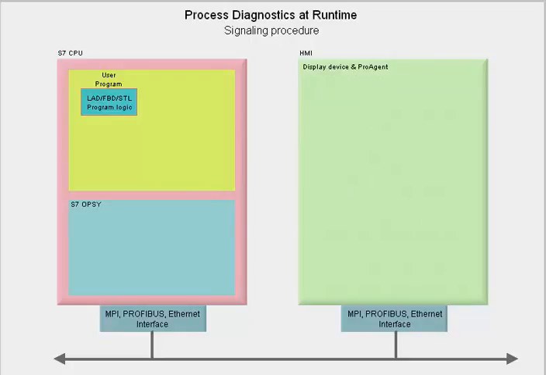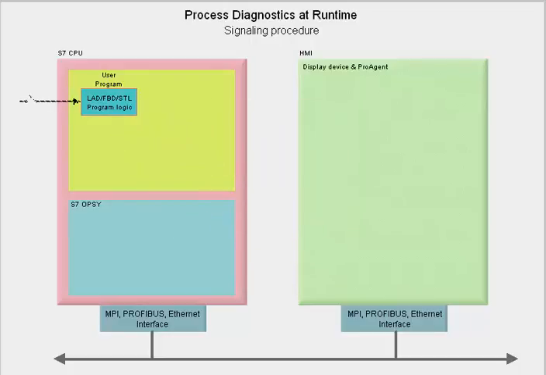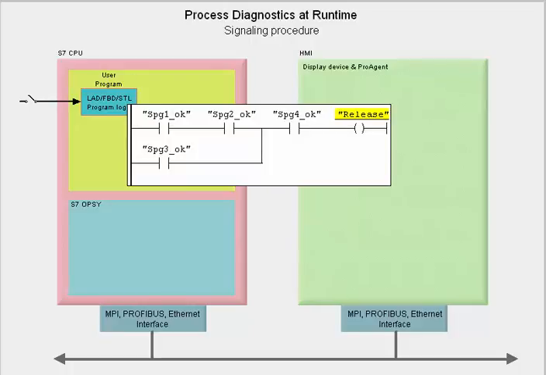Let us presume that the various process states are read into the automation system via appropriate sensors. In one particular program logic, these signals are linked in one central release signal. Address monitoring for this release signal has been configured with S7-P-Diag.